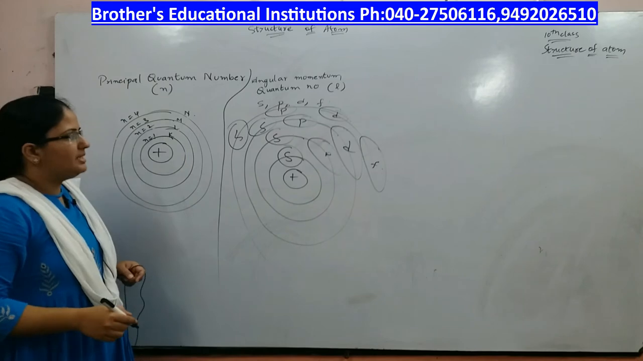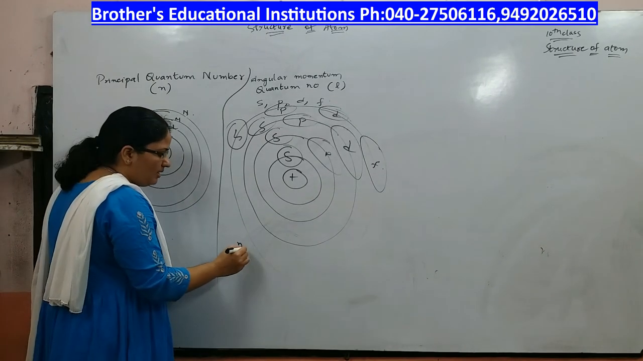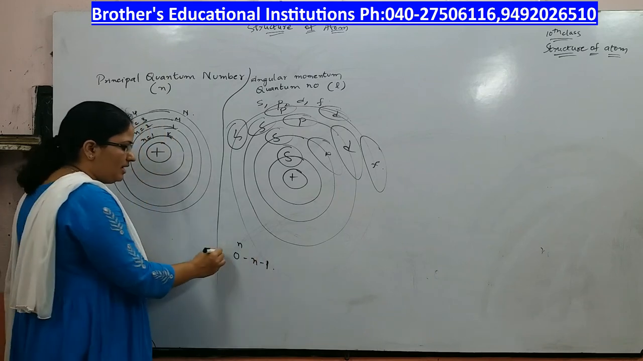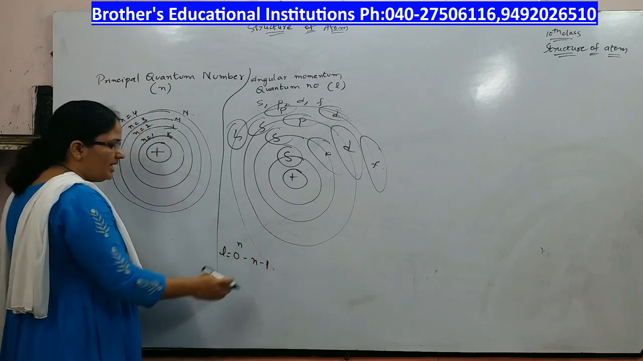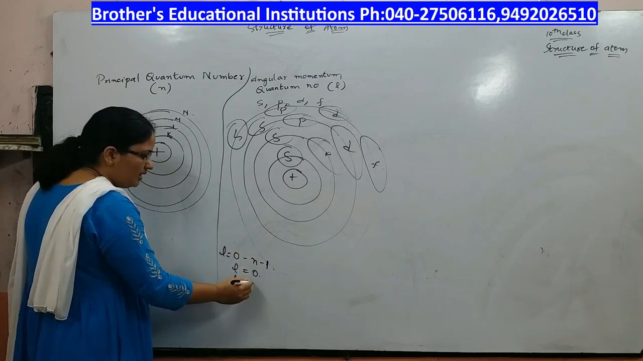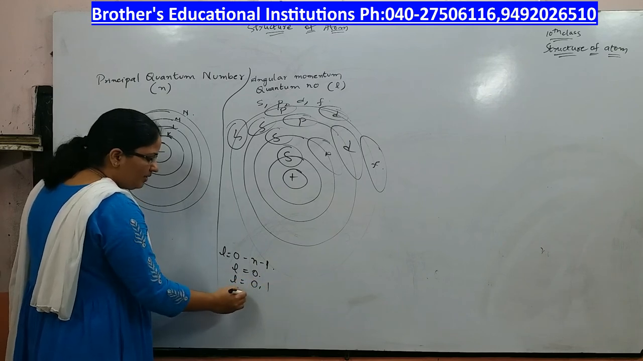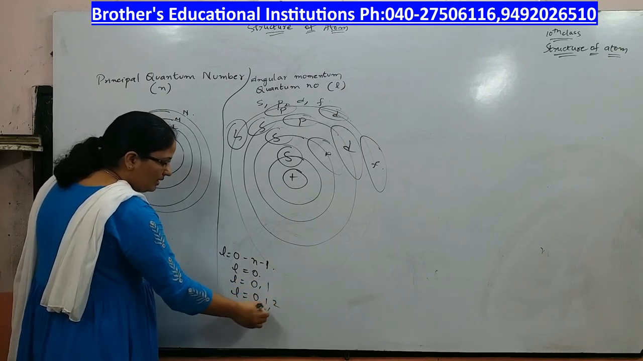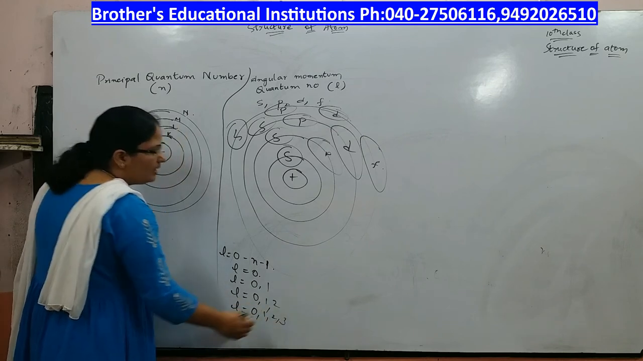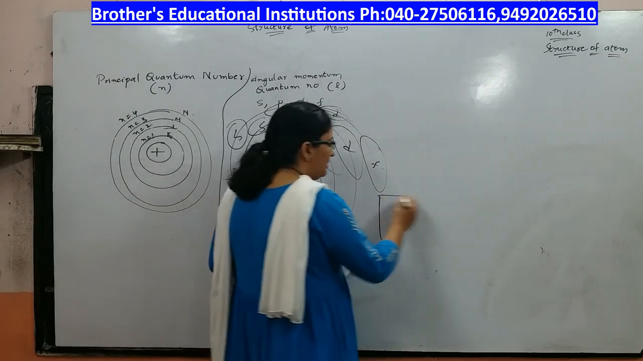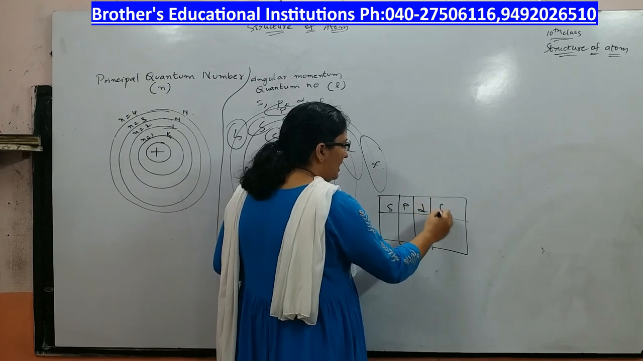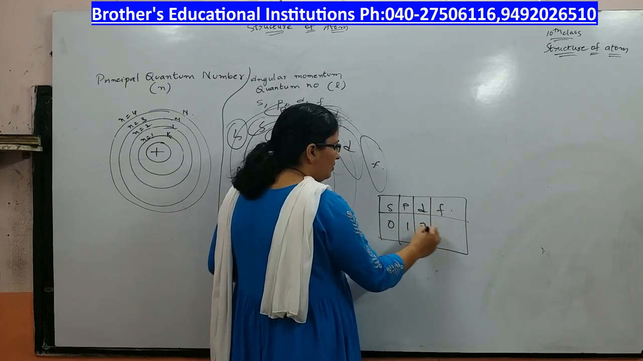This is about subshells. For a given n value, L values range from 0 to n minus 1. When n is equal to 1, L value is 0. When n is equal to 2, L value is 0 to 1. When n is equal to 3, L values are 0, 1, 2. When n is equal to 4, L values range from 0, 1, 2, 3. So, for the subshells S, P, D, F, L values are 0, 1, 2, 3.